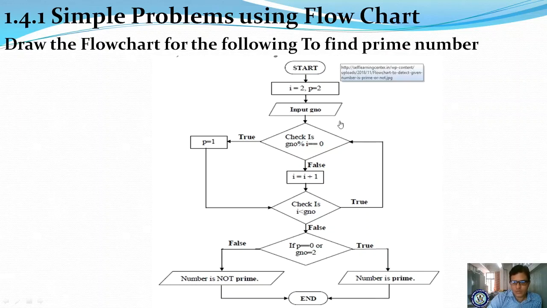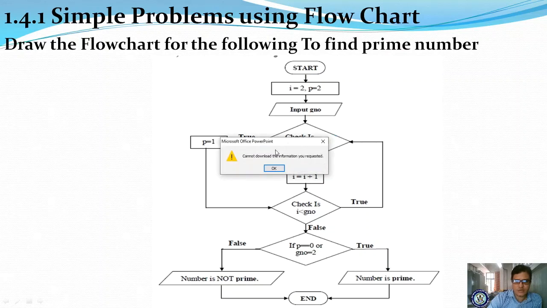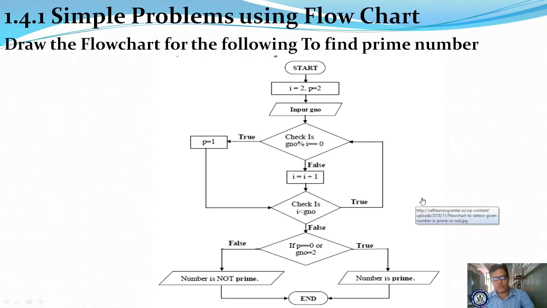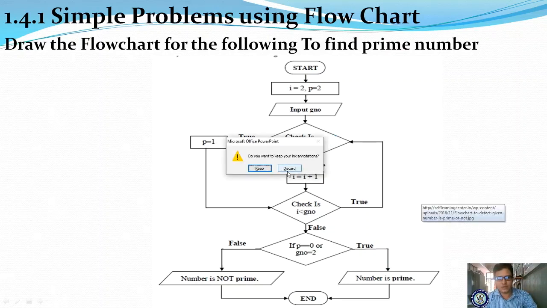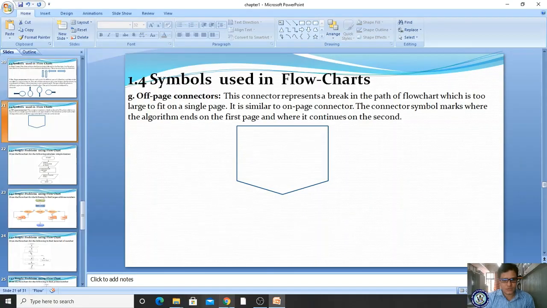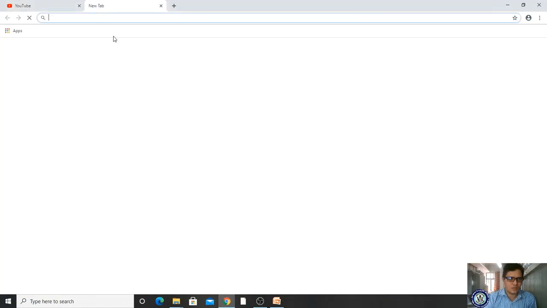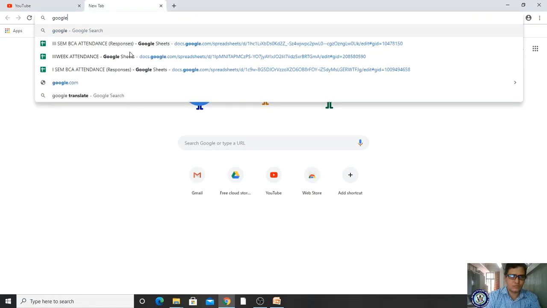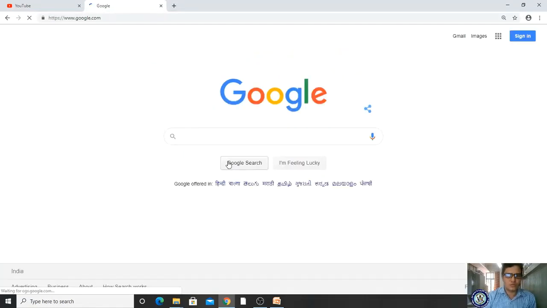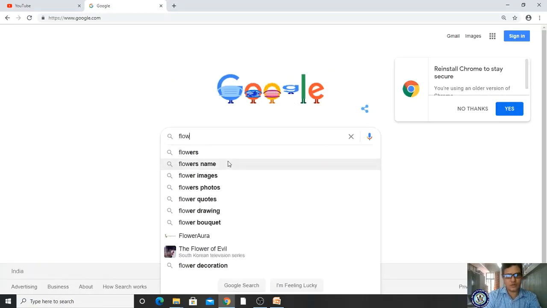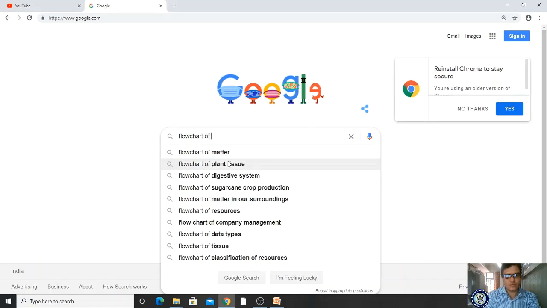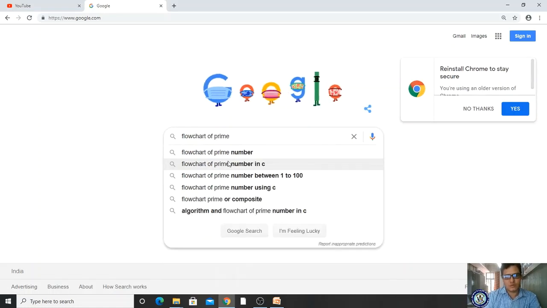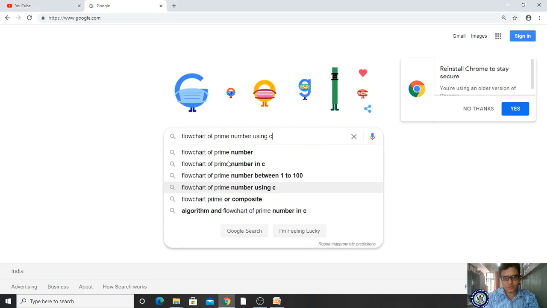Okay, so a few modifications are there. Actually a few modifications are there, we will check. Okay, let me check in Google. So what is our flowchart for? Flowchart of prime number using C.